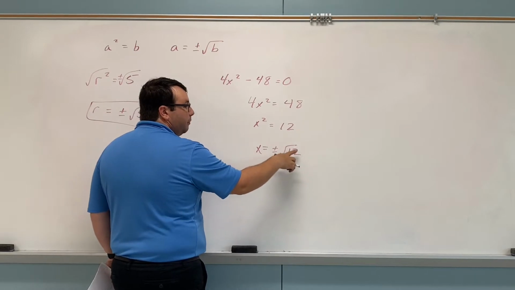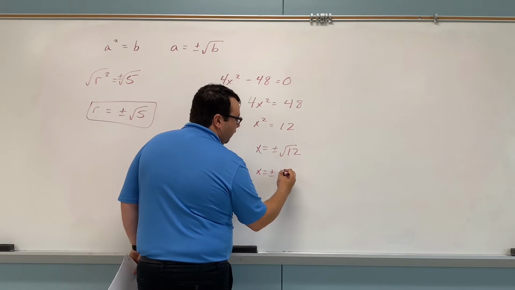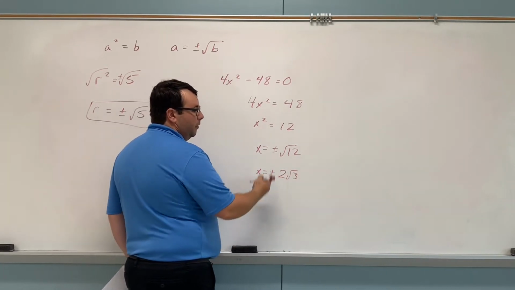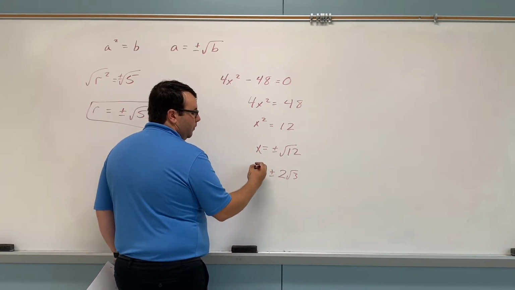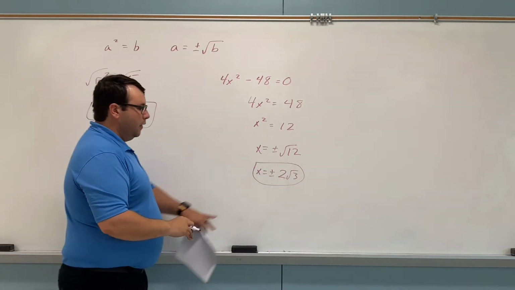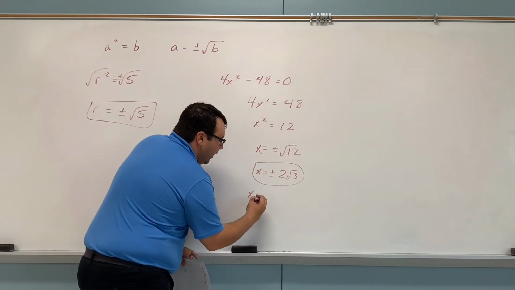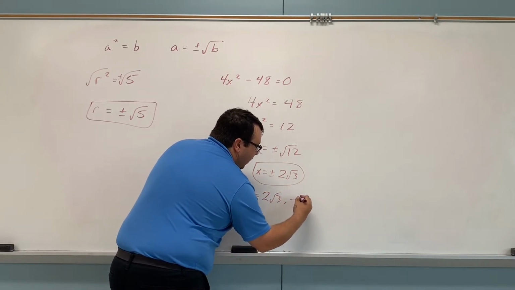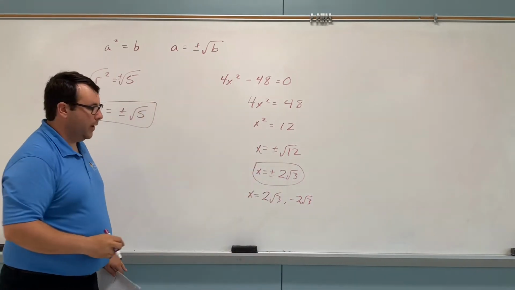This can technically simplify, so I will simplify it. So that's x is equal to plus or minus 2 square root of 3. Remember, 12 can break down into 4 and 3. The perfect square root of 4 is 2. And there you go. You get two possible answers. This is an appropriate format to use, that plus minus symbol. You could also write it as x is equal to the positive 2 square root of 3 or the negative 2 square root of 3. Either way is correct.